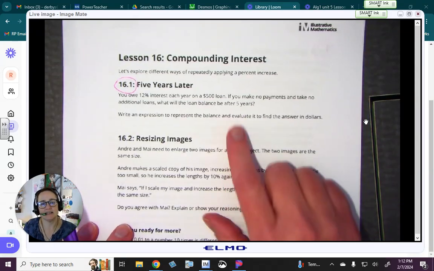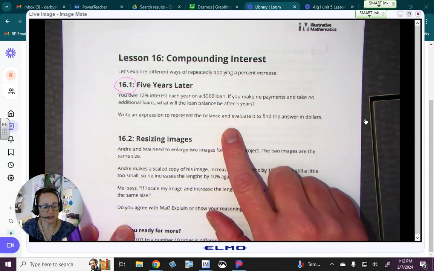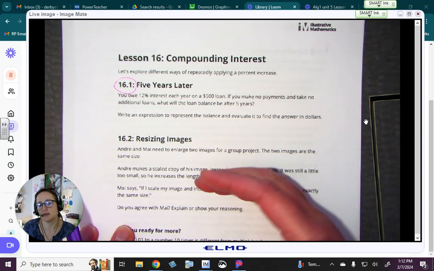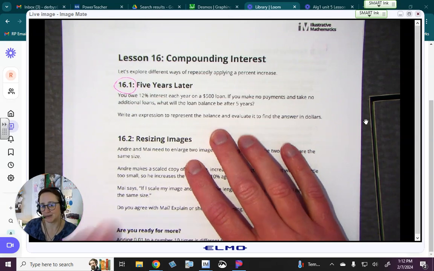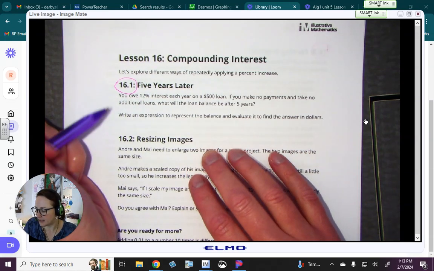Now, lesson 16 is all about compounding interest. So we're going to talk about the different times that we might be compounding interest, how often it happens. It changes the amount that we end up getting.